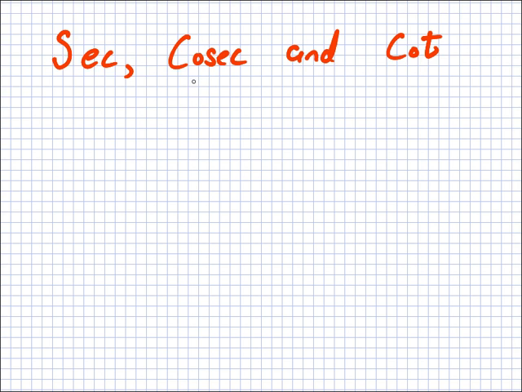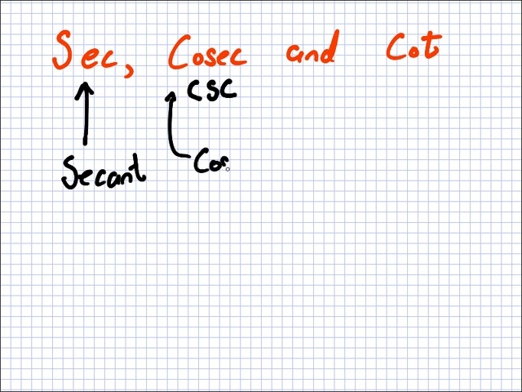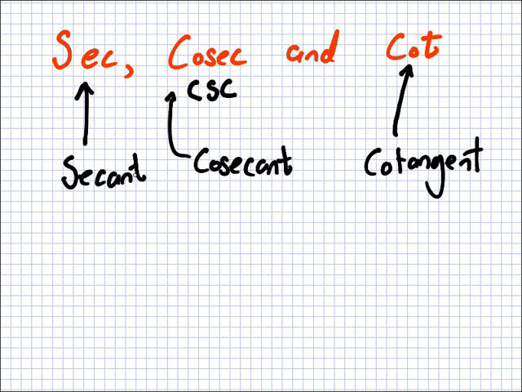This is sometimes written as CSC, cosec. Firstly, the names. This first one here, we call sec, short for secant. We call this one cosec, short for cosecant. And we call this last one cot, short for cotangent. We have secant, cosecant, cotangent.